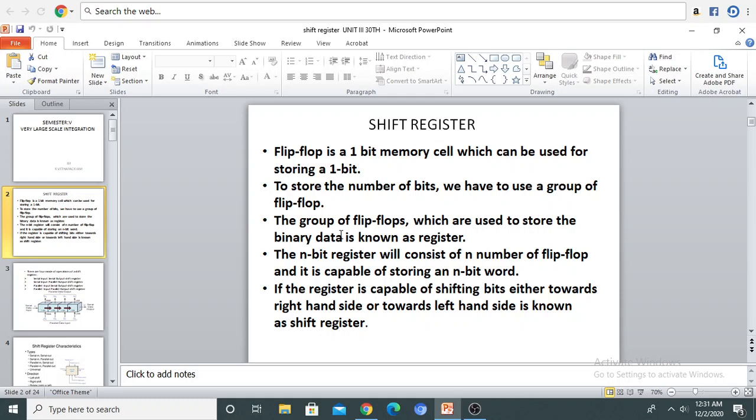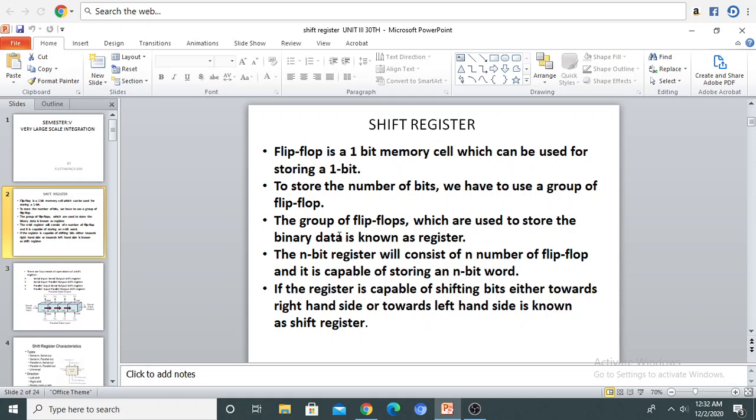For example, a 2-bit register is used to store 2 bits, and a 3-bit register stores 3 bits. To construct an n-bit register, we need n flip-flops. So if you want to construct a 3-bit register, you need 3 flip-flops. By connecting a number of flip-flops in serial, we can construct a register.